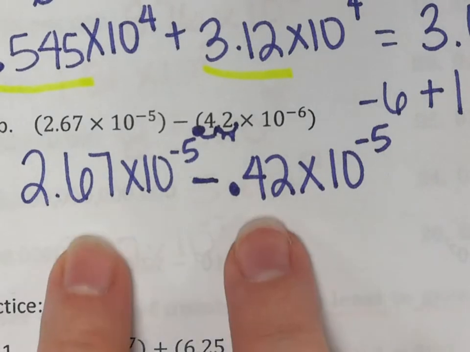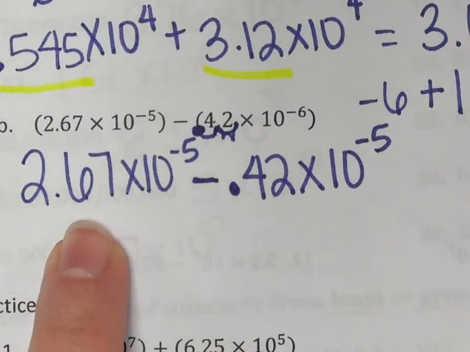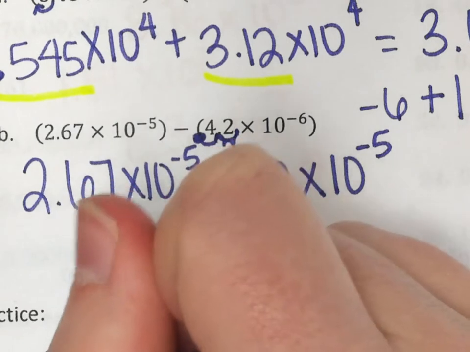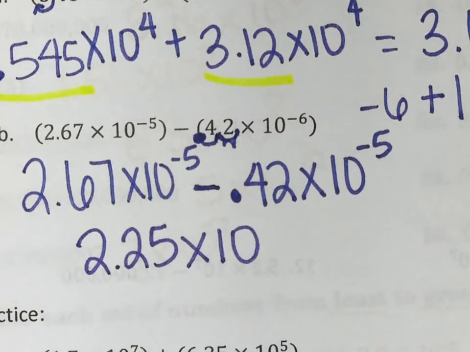Okay? Now what can we do with these numbers out front? We can just subtract them. 2.67 minus 0.42. Very good. 2.25 times 10, and what's our exponent? -5. It stays the same since they're both the same at this point.